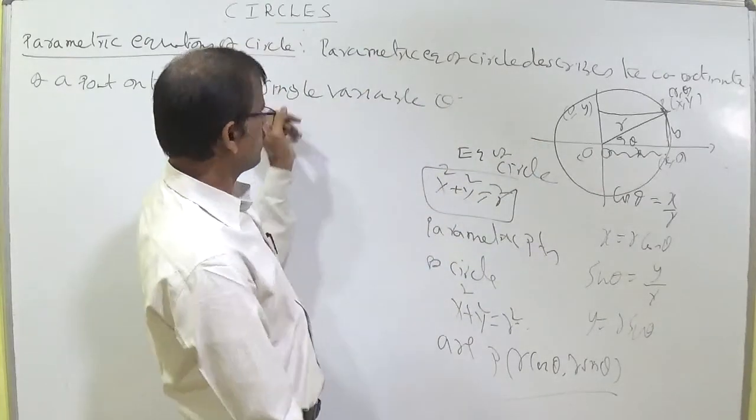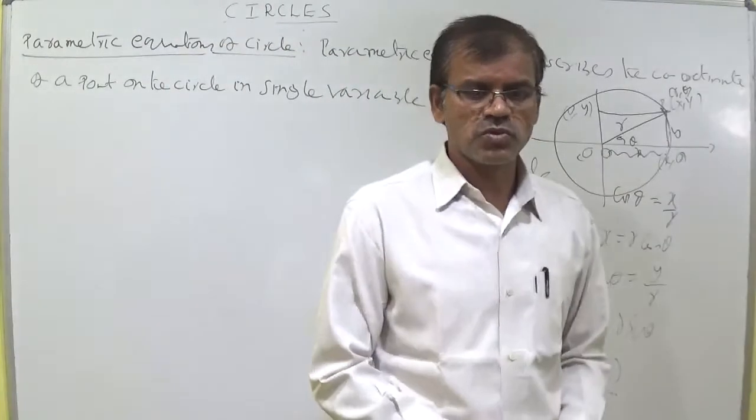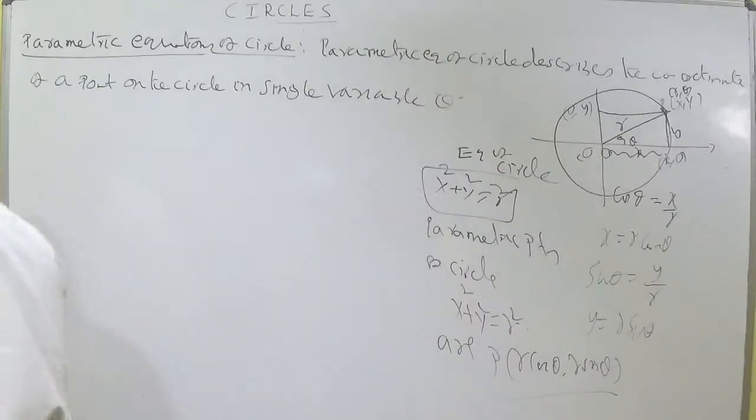Now let us discuss about the general circle, x minus h whole square plus y minus k whole square, model.